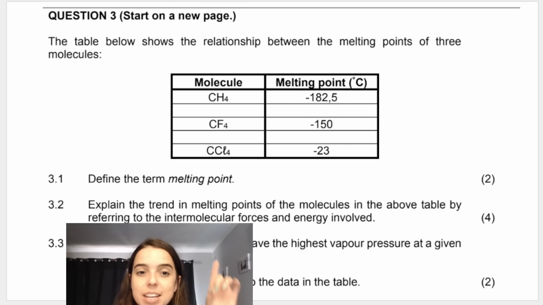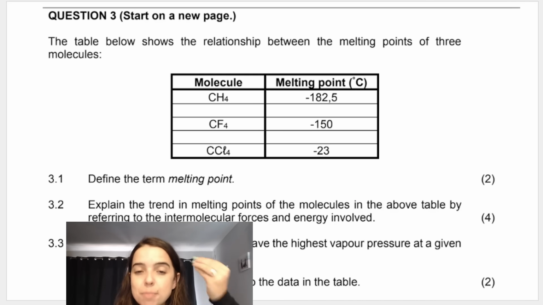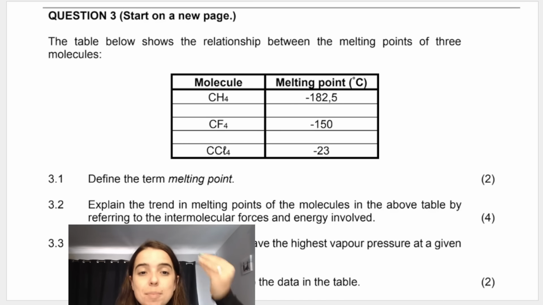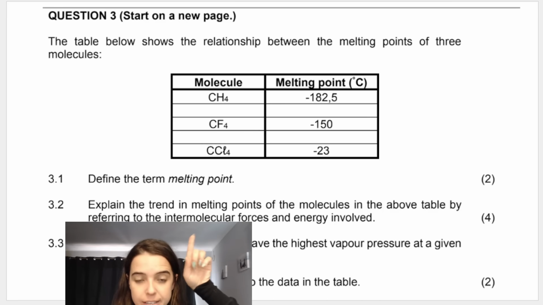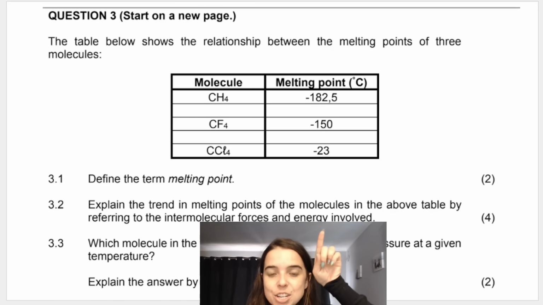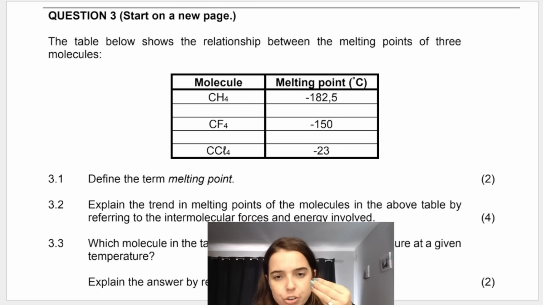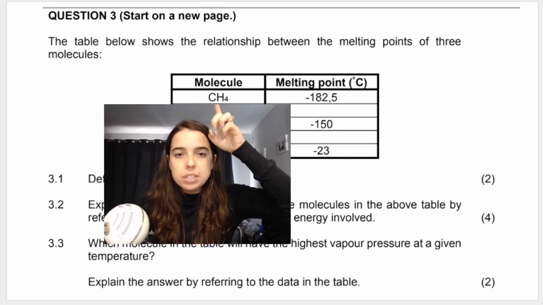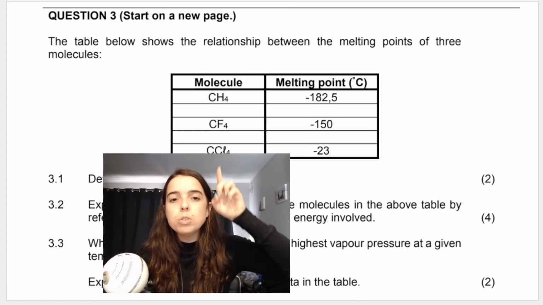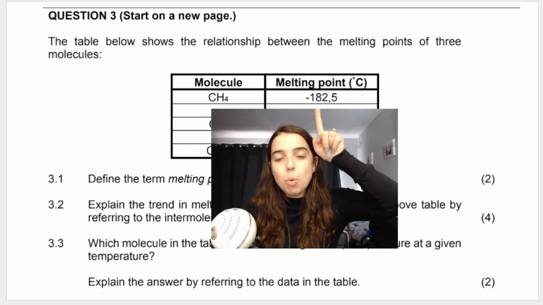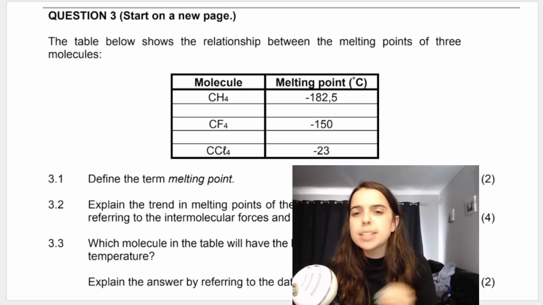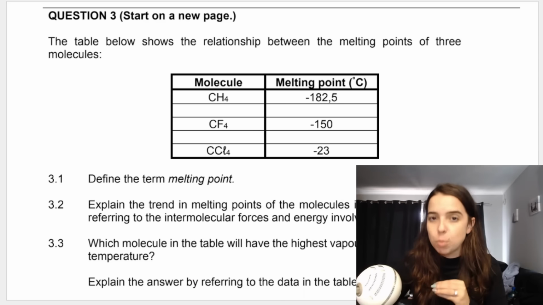The next question says, explain the trend in melting points in the molecules in the above table by referring to the intermolecular forces and the energy involved. So now what do they mean by trend? They mean that as you go from CH4 to CF4 to CCl4, the melting point increases. And you need to explain why the melting point increases.